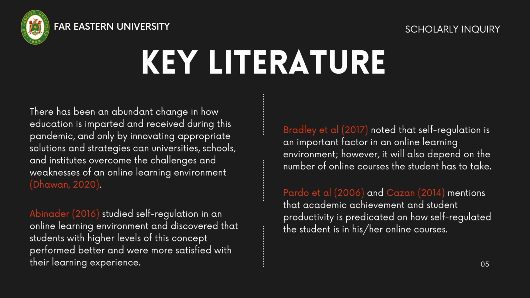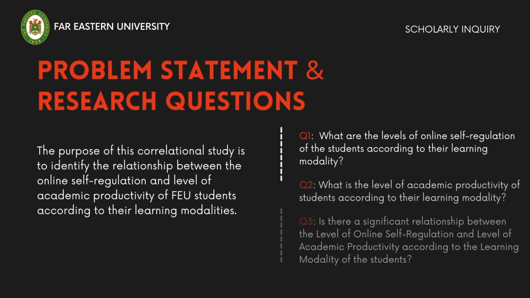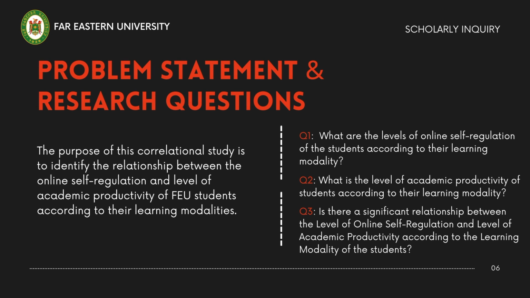Pardo and her colleague, Encasan, mentions that academic achievement and student productivity are predicated on how self-regulated the student is in his or her online courses. This literature emphasized the importance of self-regulation as a factor to students for their online learning. This factor can identify if they can produce well and excel in their online studies. I will now show you the problem statement and the research questions of this study.